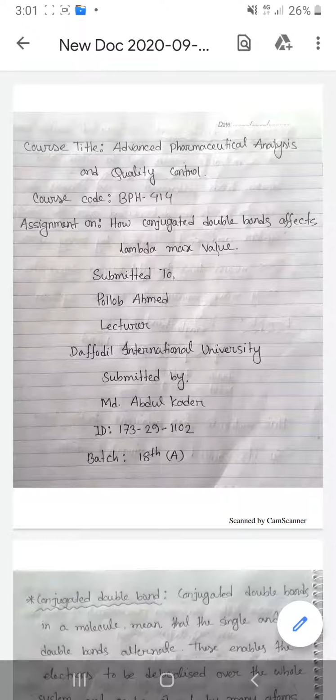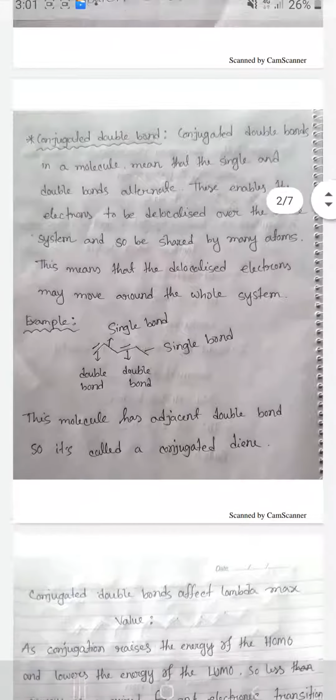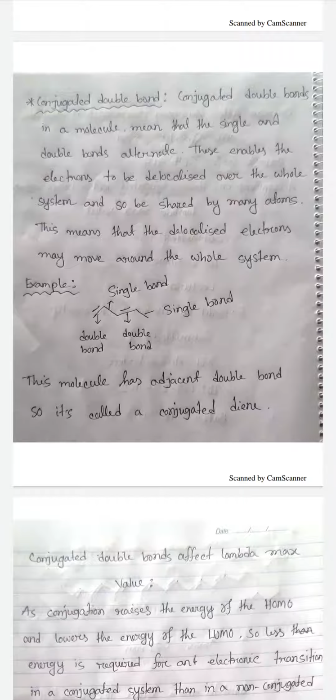My presentation topic is how conjugated double bonds affect lambda max value. What is a conjugated double bond? Conjugated double bonds in a molecule mean that the single and double bonds alternate. This enables the electrons to be delocalized over the whole system and so be shared by many atoms. This means that the delocalized electrons may move around the whole system. Here is an example, and this molecule has adjacent double bonds, so it's called a conjugated diene.